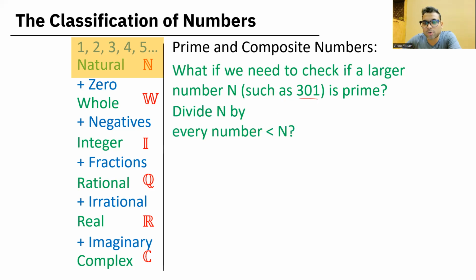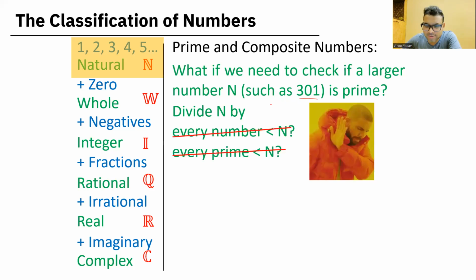For example, 301. Will we divide n by every number less than n? Means I'll divide 301 by every number up to 300 starting from 1? No, right? Will it be every prime number less than n? No, we have even better logic. Every prime number but less than the square root of n.